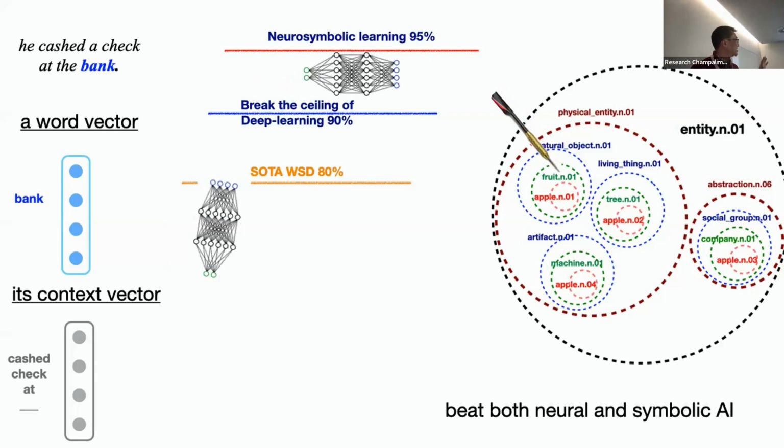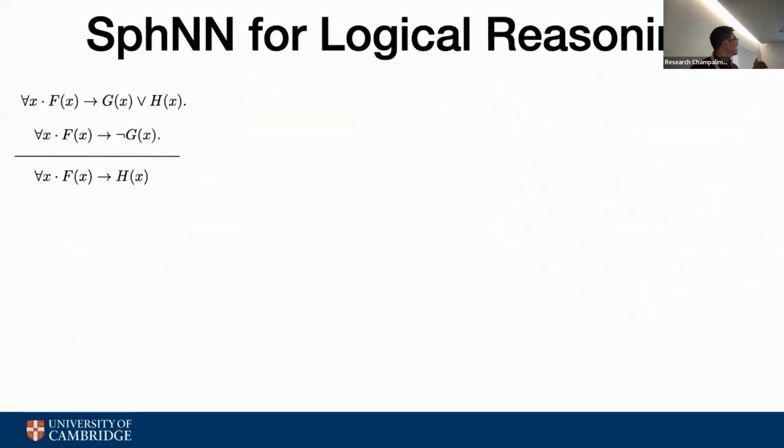Then our experiments show that the current word sense deep learning accuracy is 80%, and the ceiling of deep learning is 90%, and this method can reach 95%. So it's above the theoretical ceiling. Then we need to ask, how far can this method go? We can not only solve syllogistic reasoning.